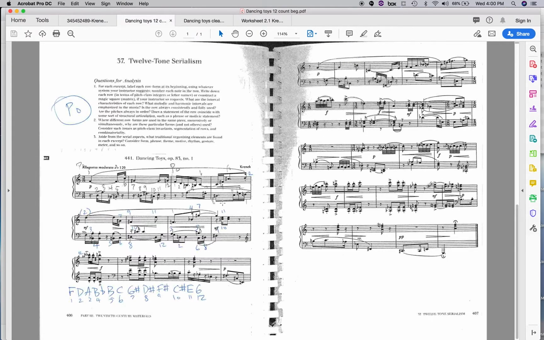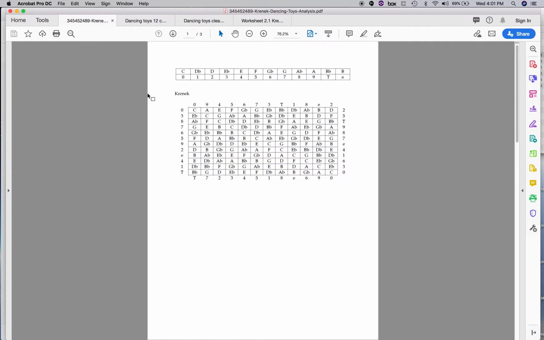So this piece, Dancing Toys, is the sort of simplest manifestation of 12-tone serialism, but I think in some ways it's quite effective, and there's nothing wrong with it. And so again, it doesn't really need to use this matrix which this person created.